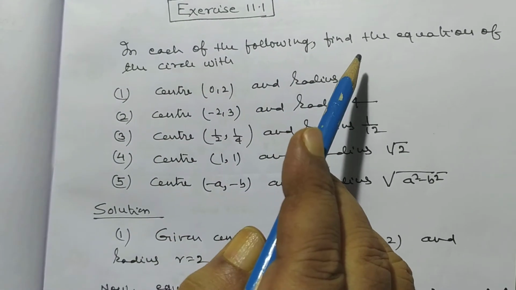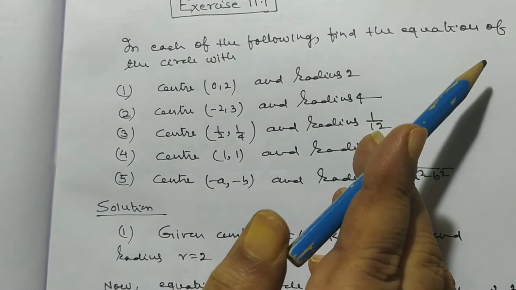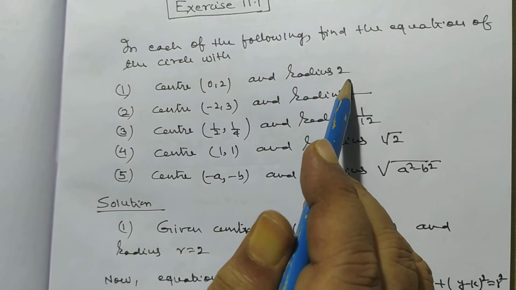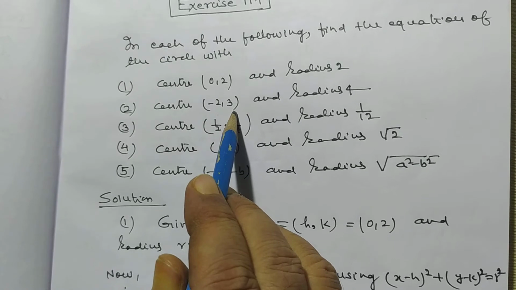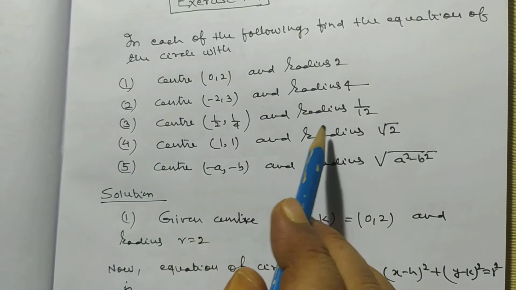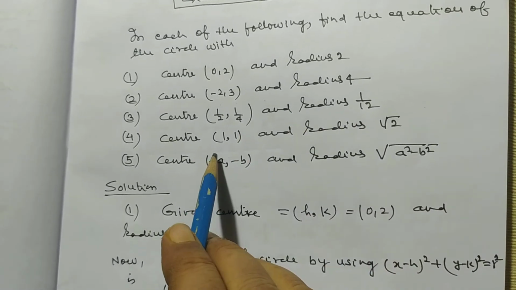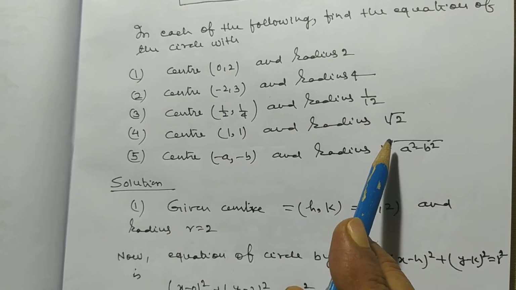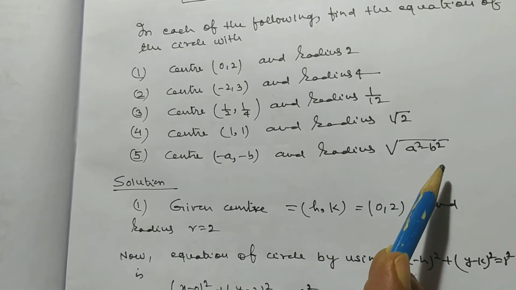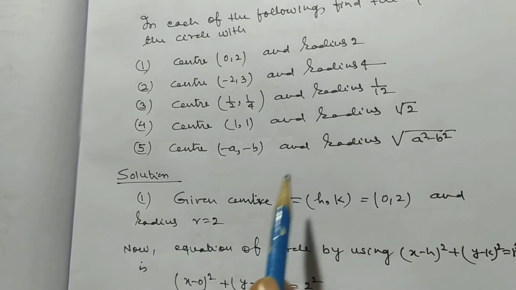In each of the following, find the equation of the circle with center (0, 2) and radius 2; center (-2, 3) and radius 4; center (1/2, 1/4) and radius 1/12; center (1, 1) and radius root 2; center (-a, -b) and radius root over a square minus b square.